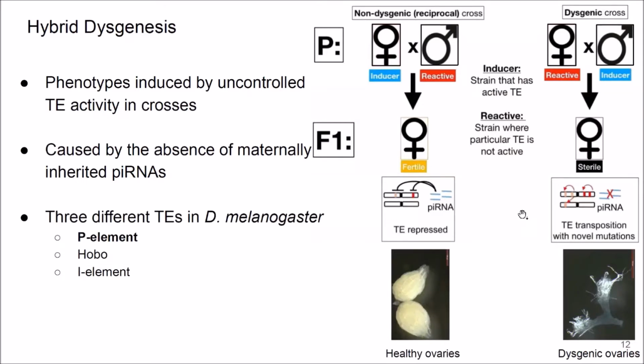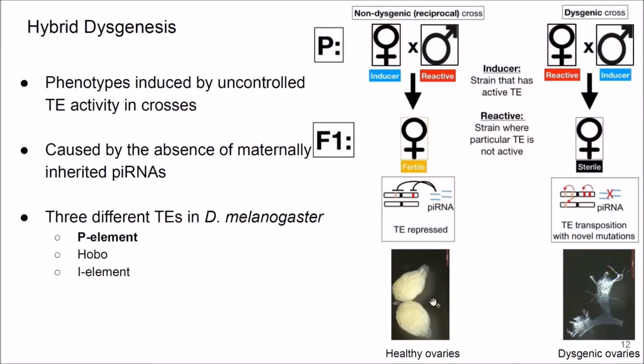In Drosophila melanogaster, we know of 3 different transposons that can cause phenotypes due to such a crossing scheme. And these three are called the P element, the hobo element, and the I element. And what you can see here is actually the phenotypic effect that P element hybrid dysgenesis has on flies.